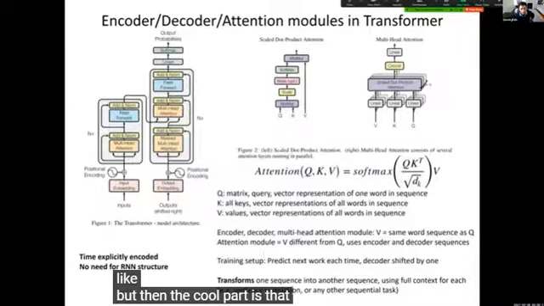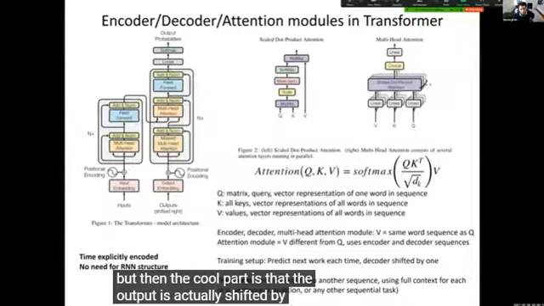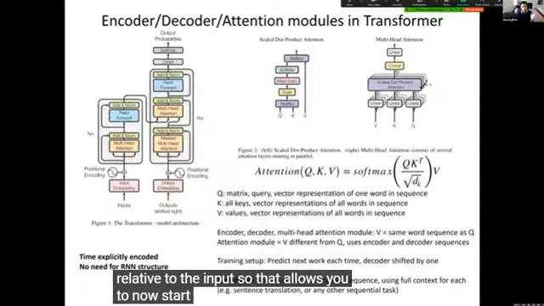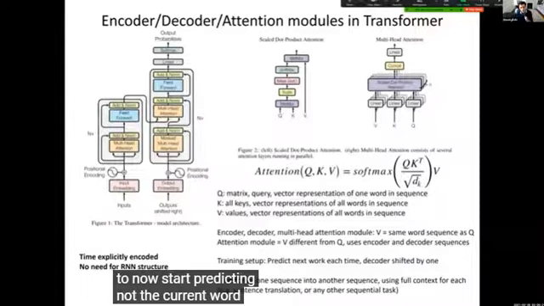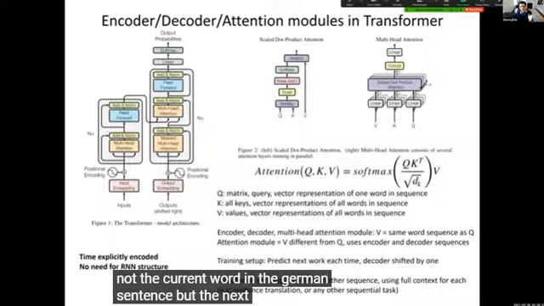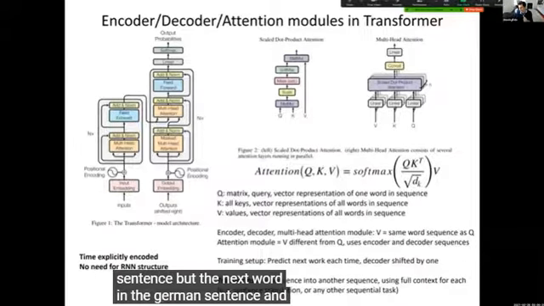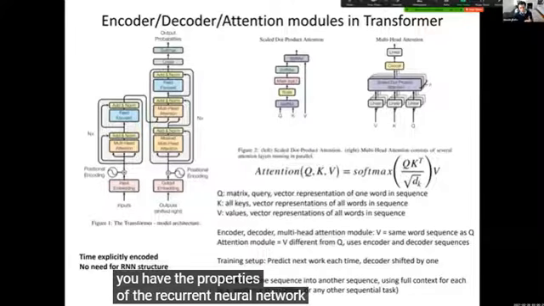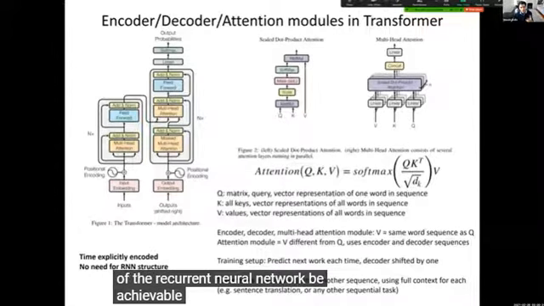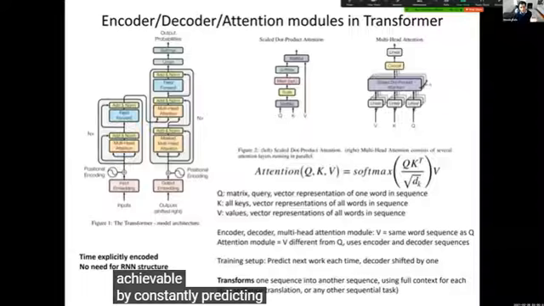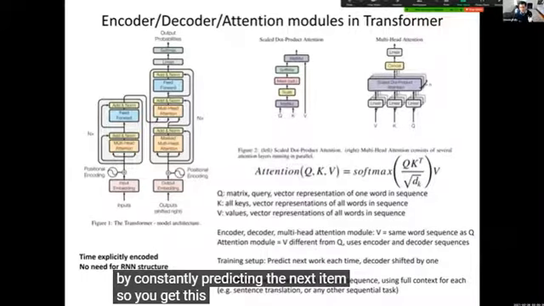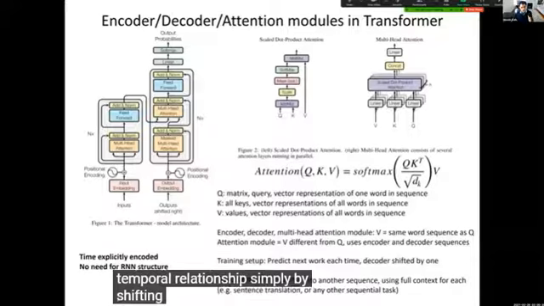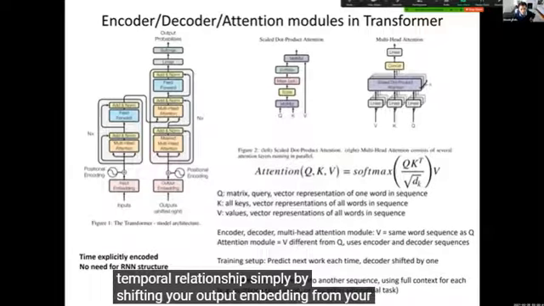The cool part is that the output is actually shifted by 1 relative to the input. That allows you to start predicting not the current word in the German sentence, but the next word in the German sentence. And that's how the properties of the recurrent neural network are achievable by constantly predicting the next item. You get this temporal relationship simply by shifting your output embedding from your input embedding by 1.